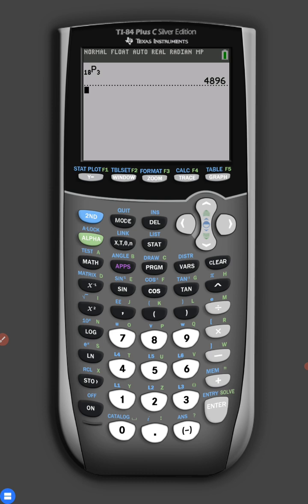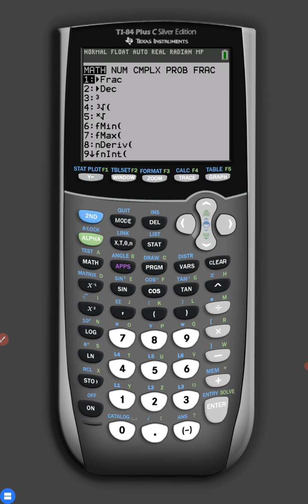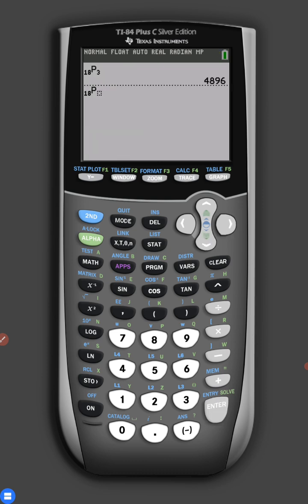Now, if you have a slightly different calculator model, it will make you put this in a little bit differently. What you'll have to do is type the 18 first, and then click the math button, go over to probability, down to NPR, and then type in the 3. But it still gives you the same answer. Okay?